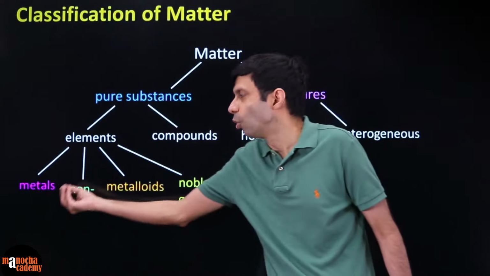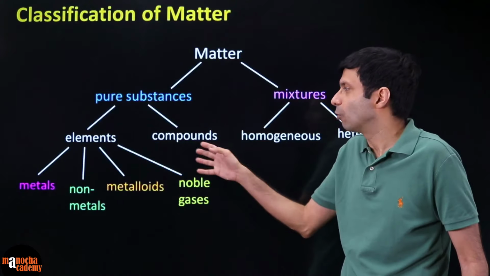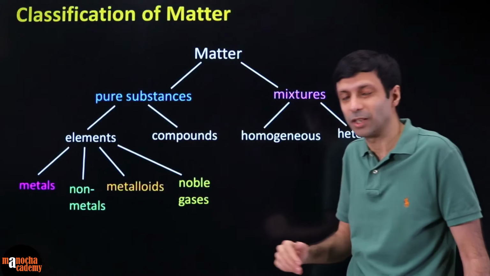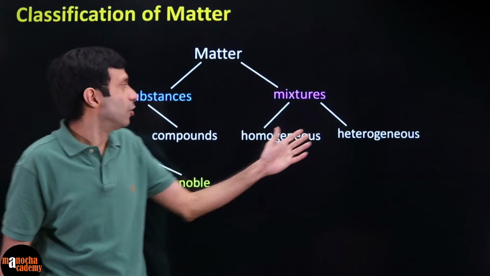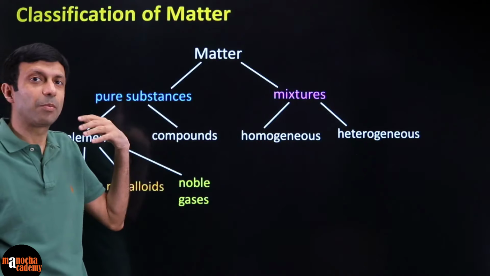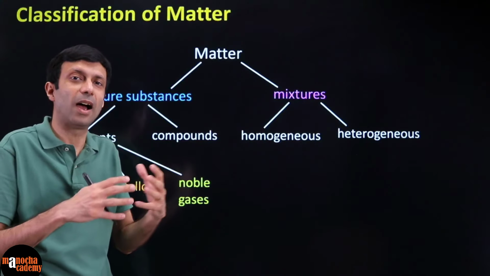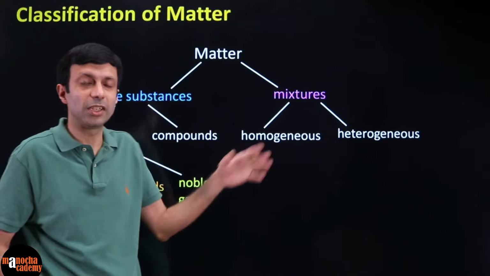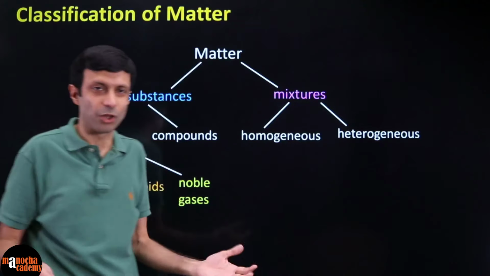For example, gold is a metal. It's an element, the simplest substance. Then you can have compounds. Compounds are made from elements like hydrogen and oxygen, which combine to form water. And then if you look on this side, we have mixtures, right? Pure substances are made up of only one type of particle. But in mixtures, you have different kinds of particles that are mixed up. You can have homogeneous mixtures, where it is uniformly mixed, and heterogeneous, where it is non-uniformly mixed.